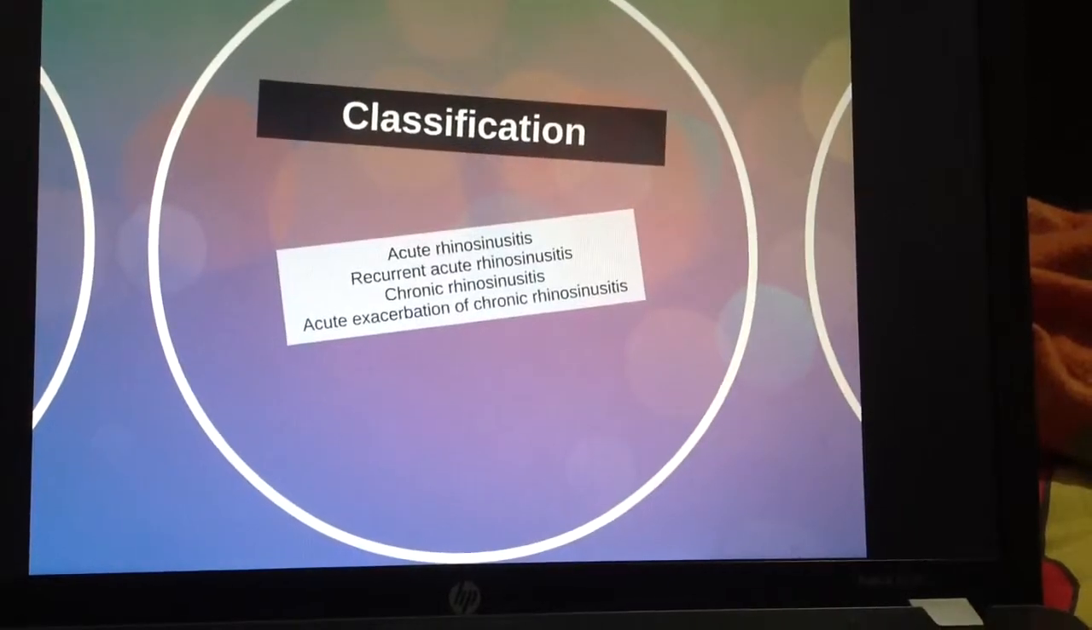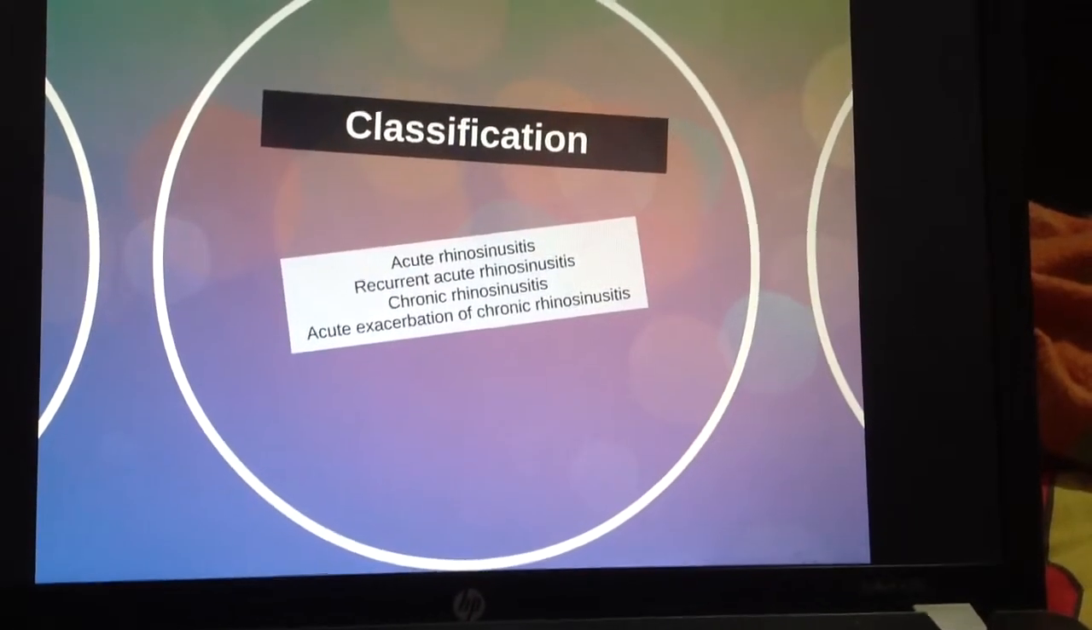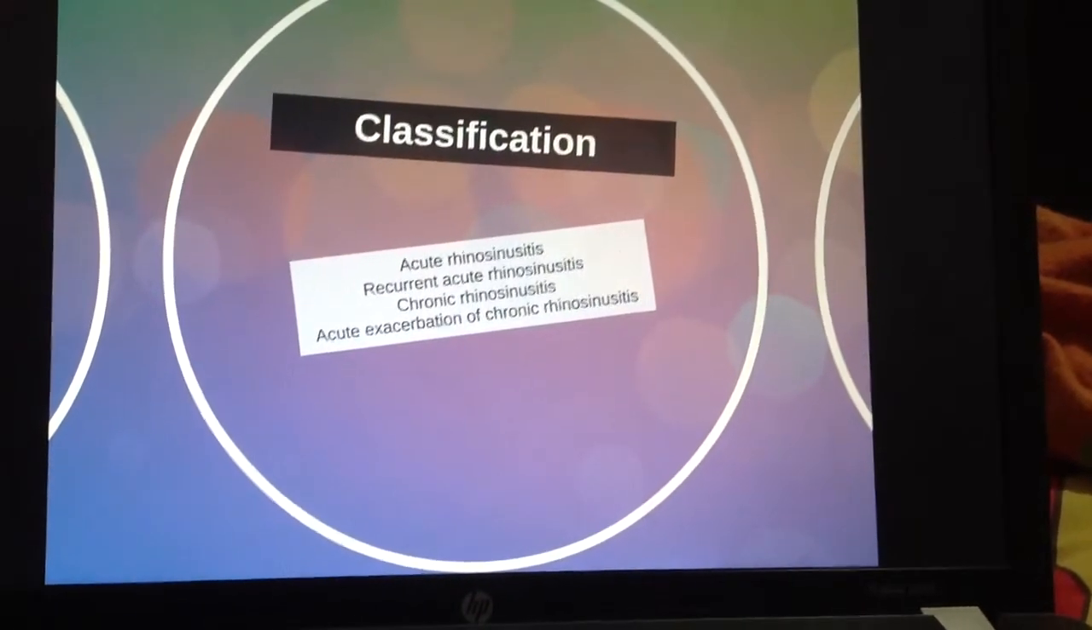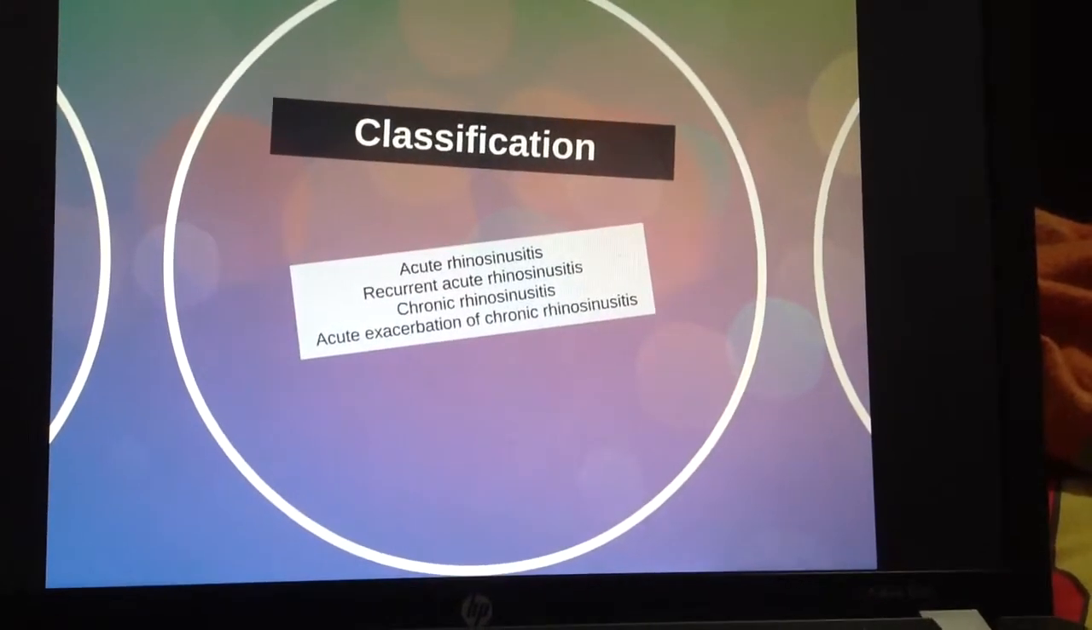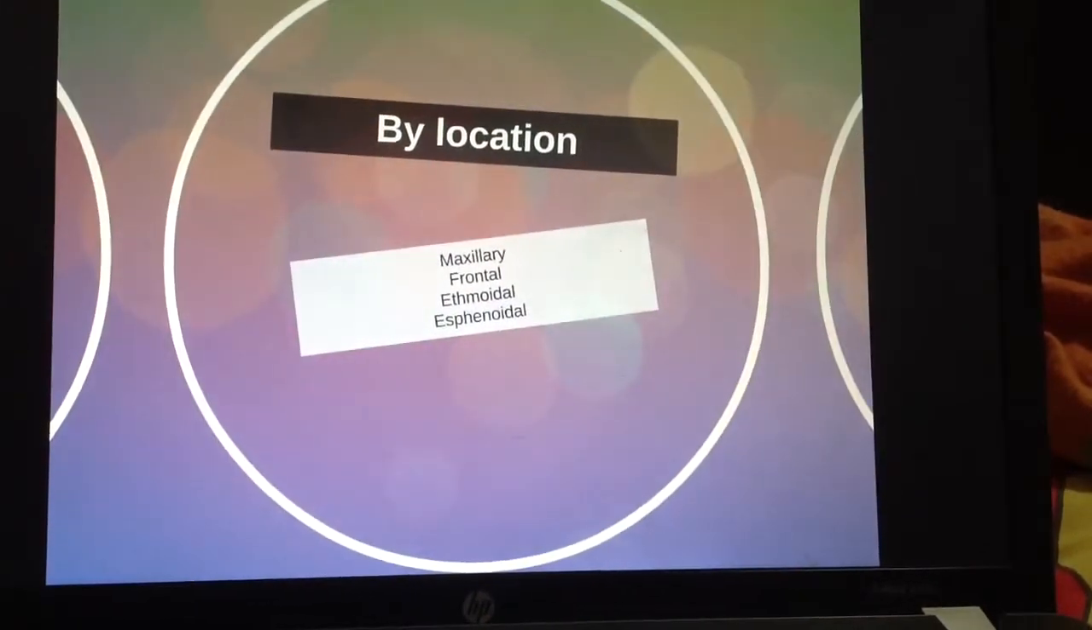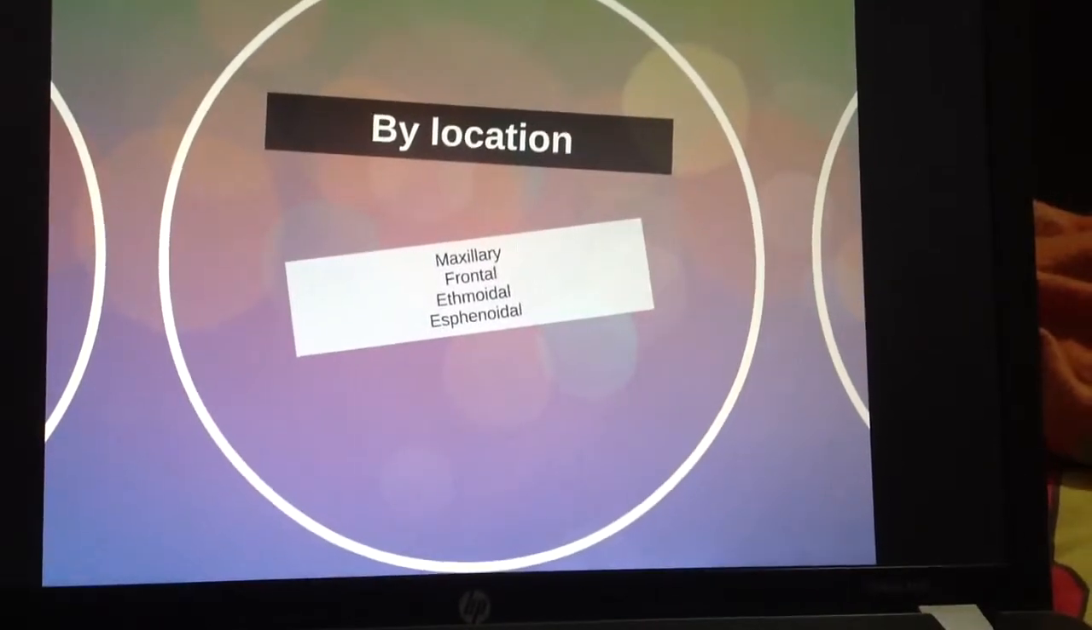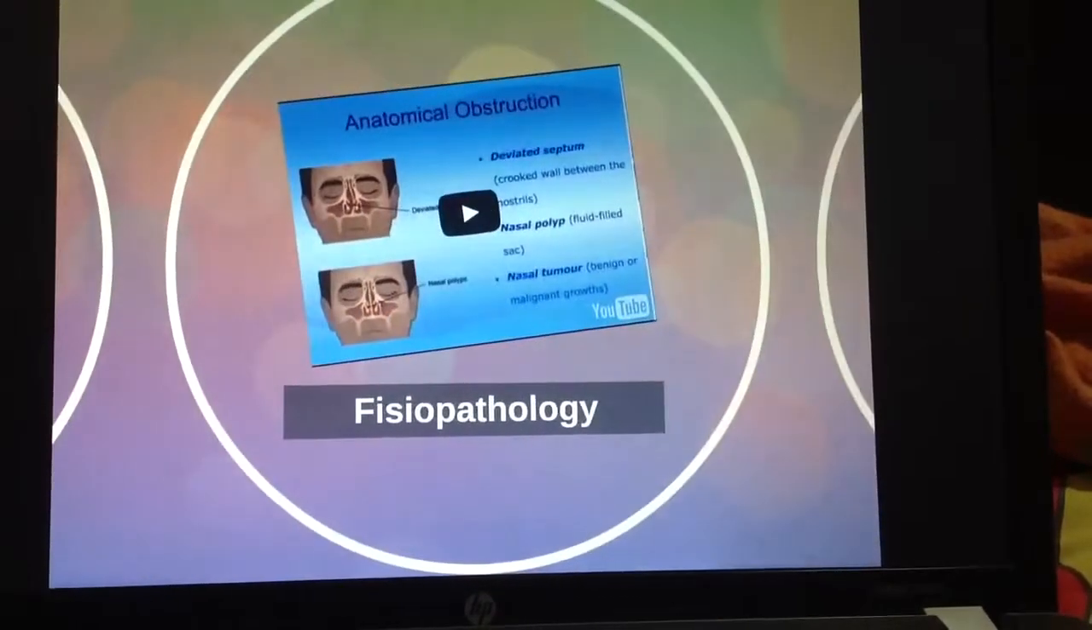Classification: acute rhinosinusitis, recurrent acute rhinosinusitis, chronic rhinosinusitis, acute exacerbation of chronic rhinosinusitis. By location: maxillary, frontal, ethmoidal, and sphenoidal.